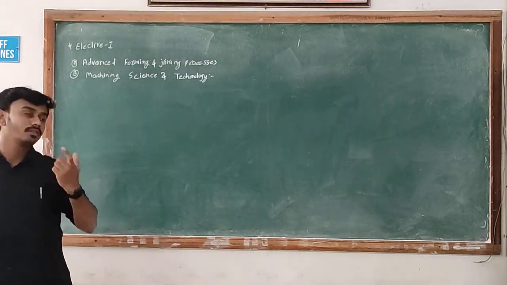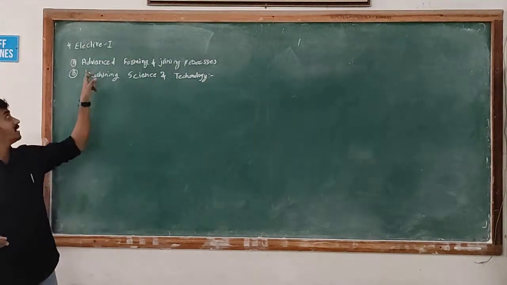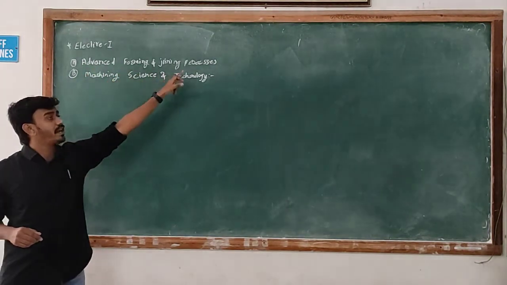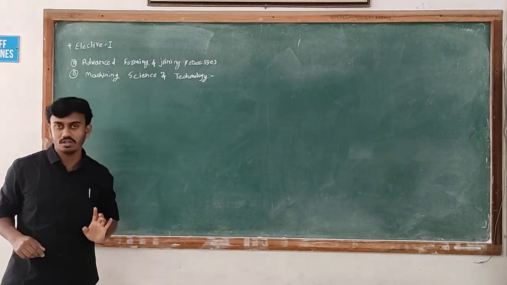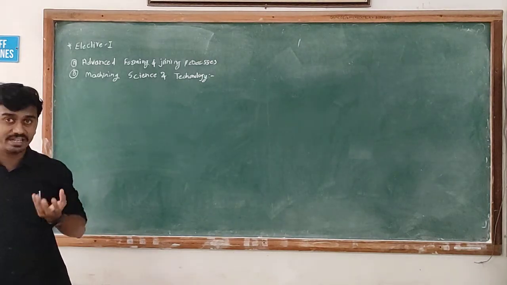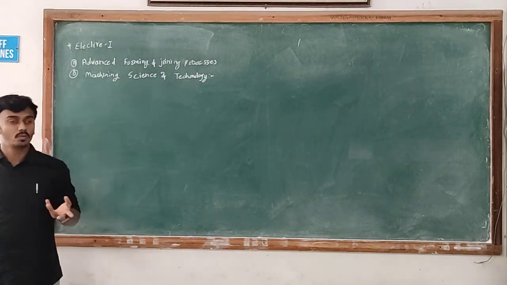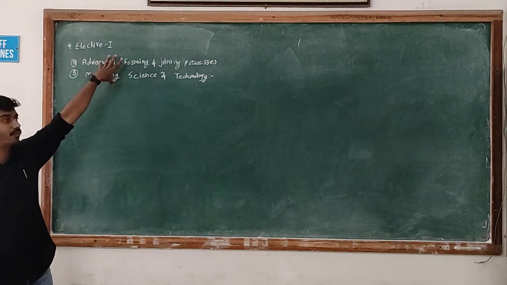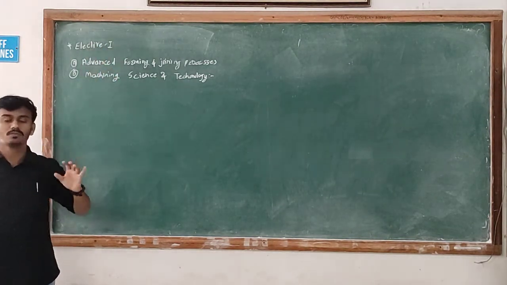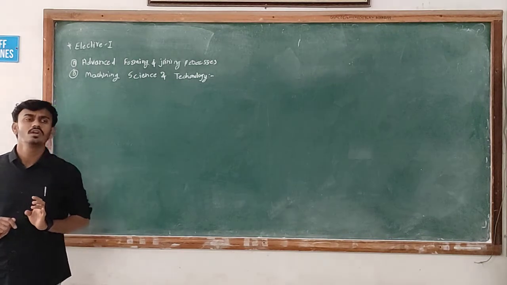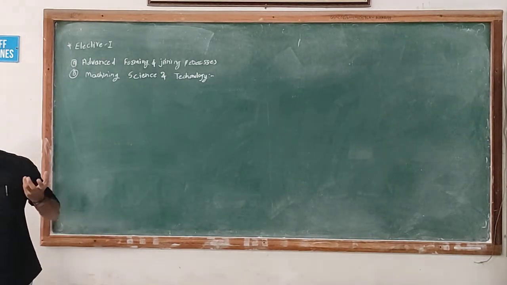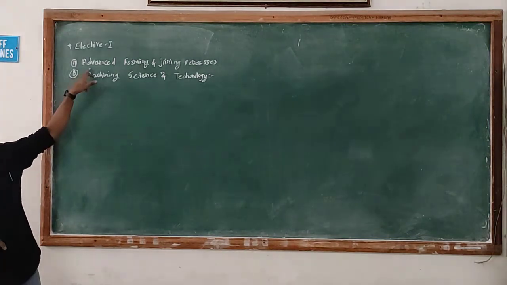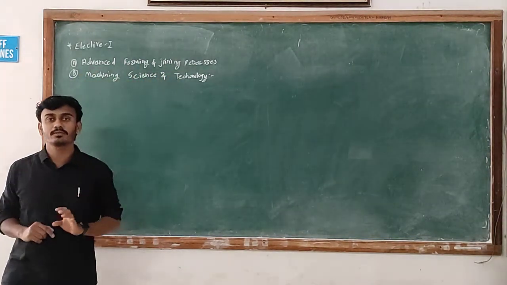Okay, you have 2 options: the first one is advanced forming and joining process and the second one is machining science and technology. Out of this you have to select any one and then study that one subject from these 2 in the whole semester. So I am Professor Vaibhav Ranis. I will teach you the first subject, that is advanced forming and joining process.